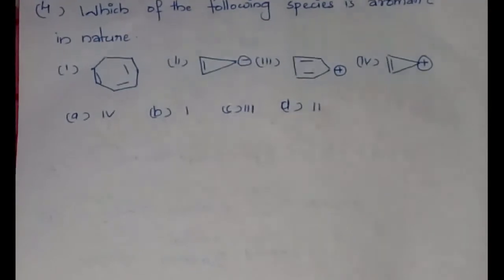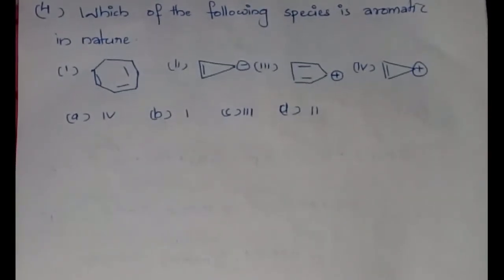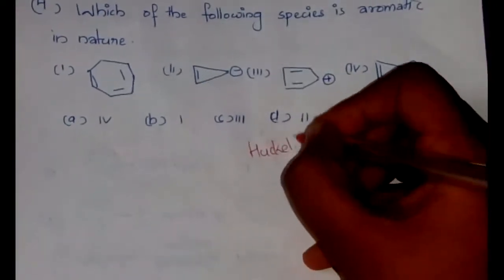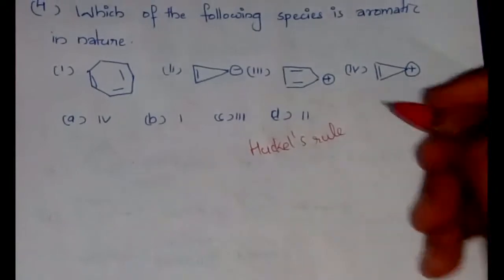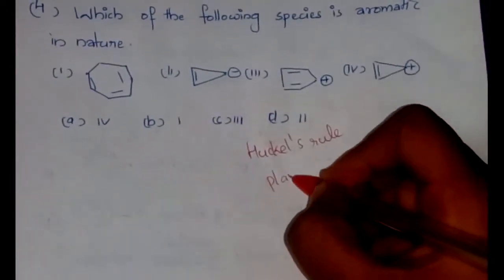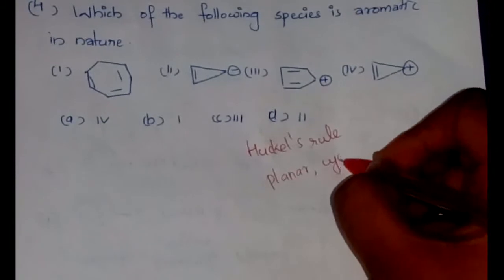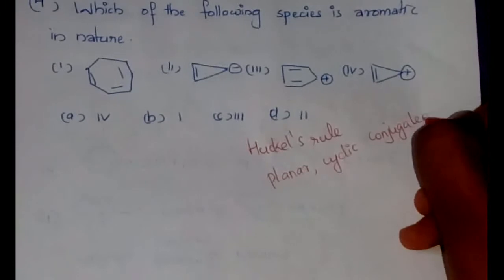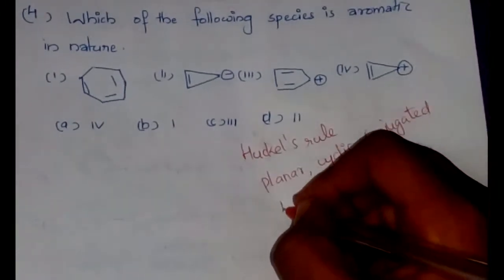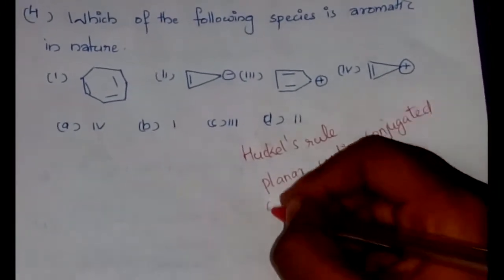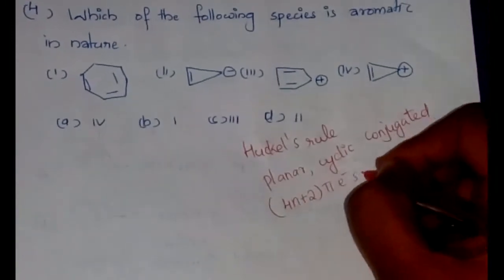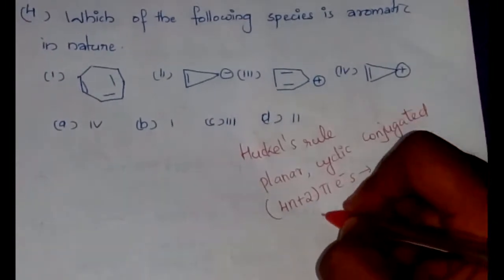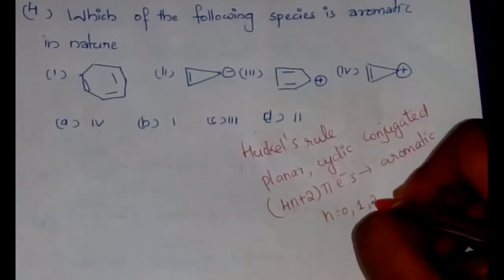The next question is related to the topic of aromaticity. So what is the rule of aromaticity? Huckel's rule of aromaticity states that a planar, cyclic, conjugated system with 4n plus 2 pi electrons is aromatic. So this is Huckel's rule of aromaticity, and n can be equal to 0, 1, 2, etc.